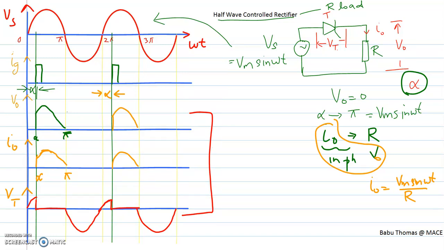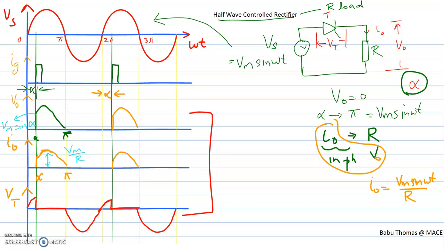If I overlap your V0 and your Vt, you will get your input supply voltage Vs itself. And here we can also mention the instantaneous values of various voltages. At this instant, V0 is nothing but Vm sin alpha, and the maximum value of your output current I0 is nothing but Vm by R.